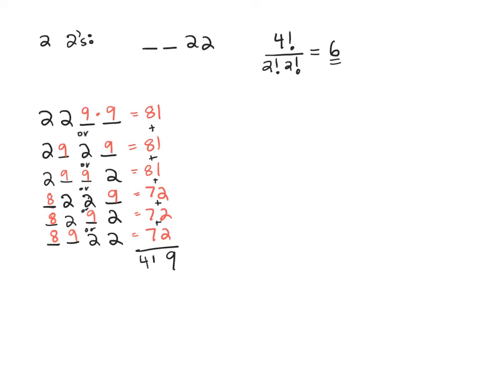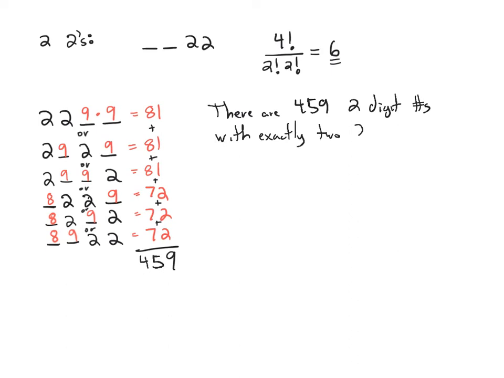So there are 459 two-digit numbers with exactly 2 2s. Great. Okay, let's do the third one.